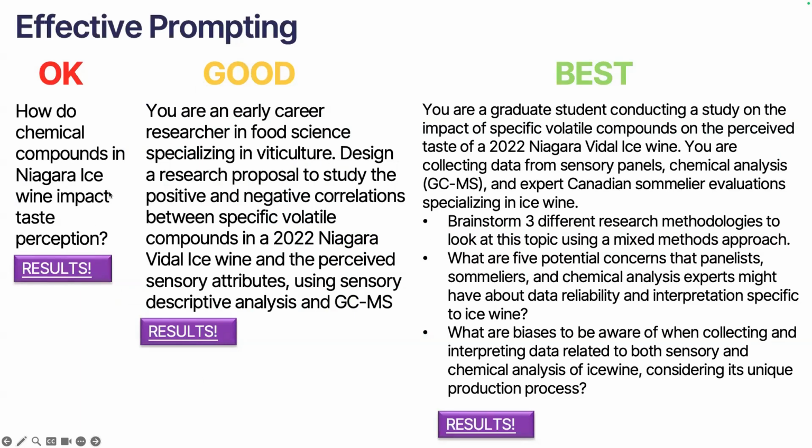So don't focus too much on the text here. I know there's a lot of it, but I wanted to give you an idea of the variability of prompts, and you can click on these links to see the output. So, how do chemical compounds in ice wine impact taste perception? That's an okay prompt. When I get a little bit better, I am indicating where I am in my career, what I'm studying. I'm more specific about what I want that output to look like. I'm saying design a research proposal.